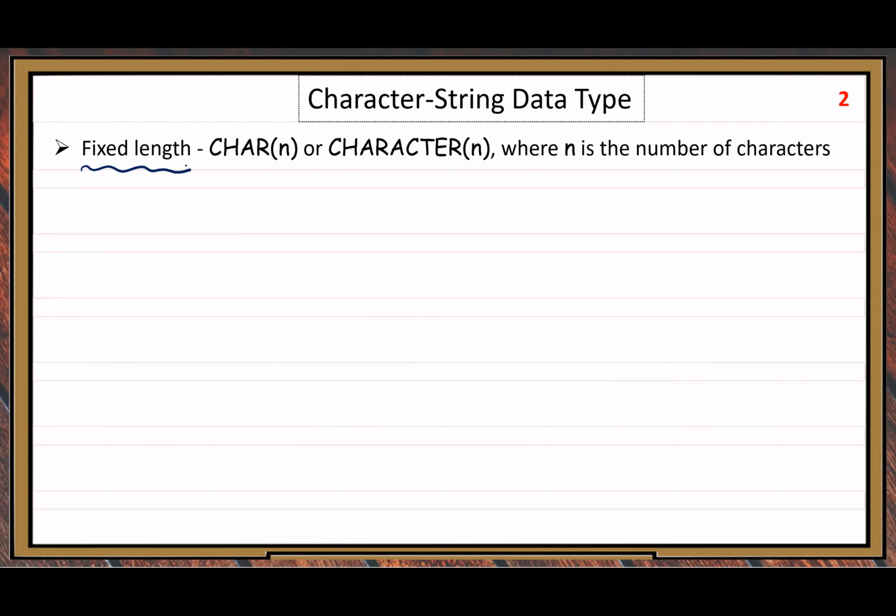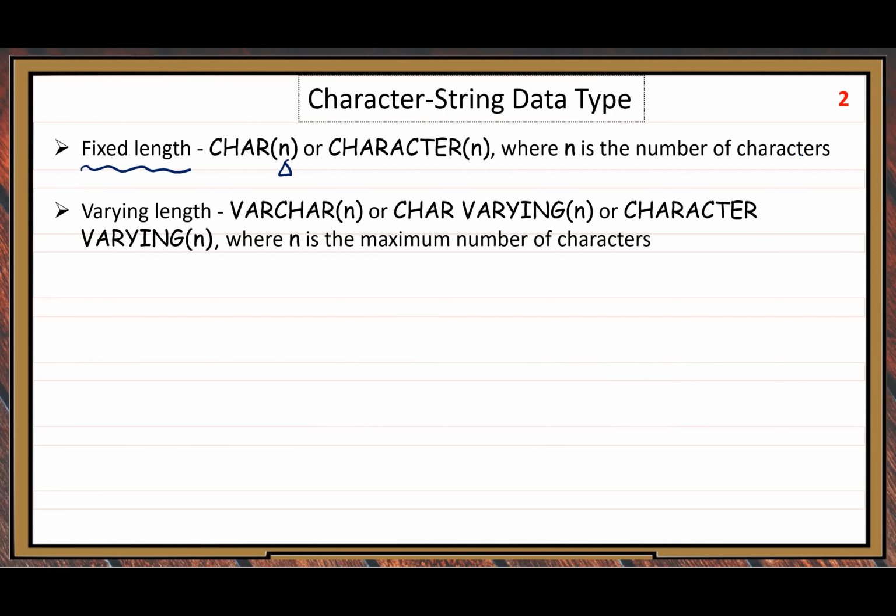Fixed length: CHAR(N) or CHARACTER(N). The number of characters must be exactly that number, not the maximum. If you do not have that many characters, that's a violation, and your data won't be entered into the database. That's why we call it fixed length.